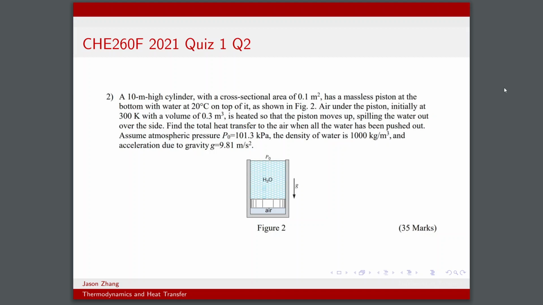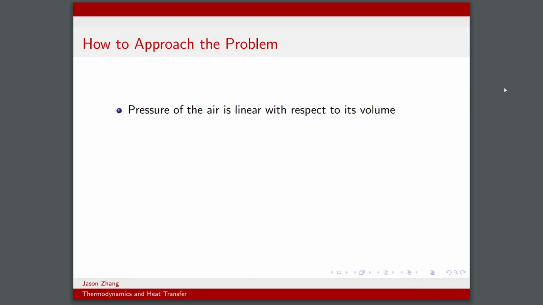And we're given a bunch of constants. We're given atmospheric pressure and acceleration due to gravity, the density of water, and these are all sorts of hints as to how we could approach this problem. Other important values were given. So we're given a bunch of initial quantities. For example, the initial temperature of the air, the initial volume of the air, the temperature of the water. I don't believe that's actually important, but let's dive right into this question.